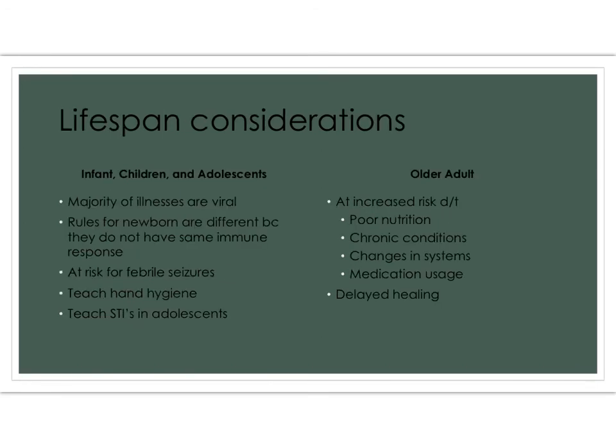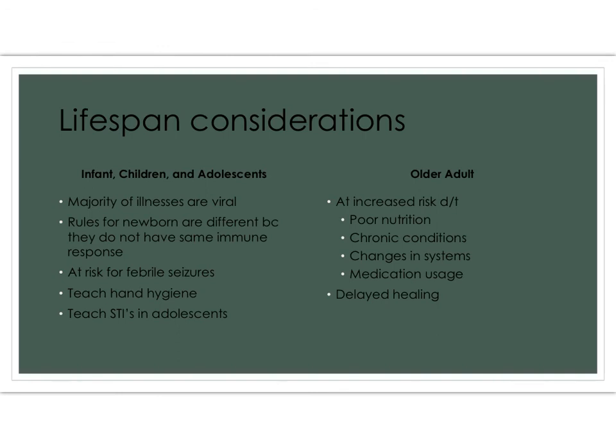To wrap things up, we talk about lifespan considerations. When you talk about infants, children, and adolescents, just understand the majority of their illnesses are viral in nature. This requires education. Parents need to be patient and realize that antibiotics are not necessary. We need to understand for newborns that the rules as far as fevers are different, and that we need to report fevers at a much lower temperature than adults because their immune response is not the same. Also, that infant population is at risk for febrile seizures.